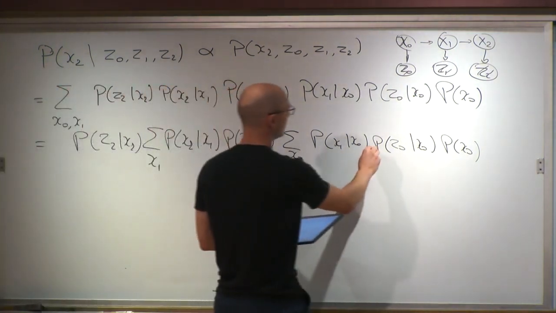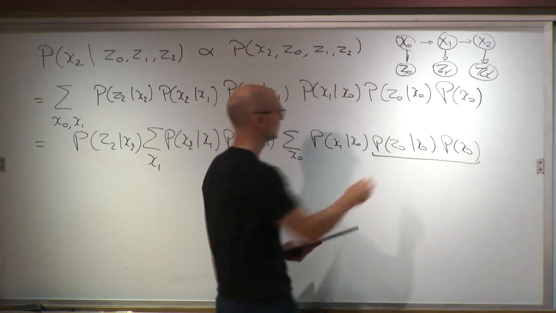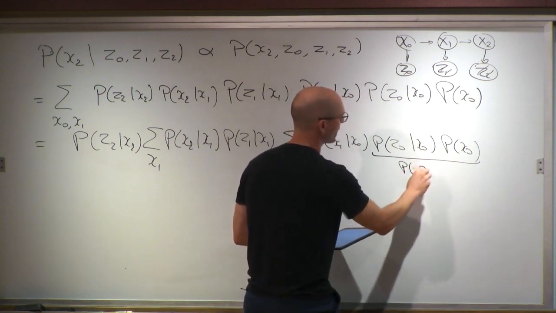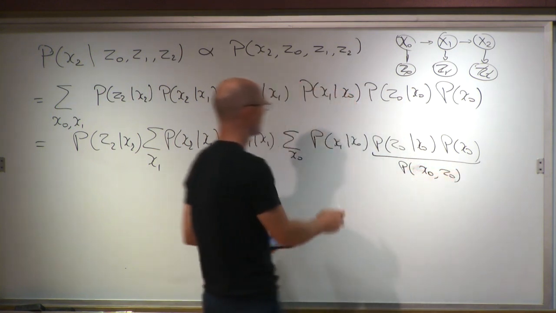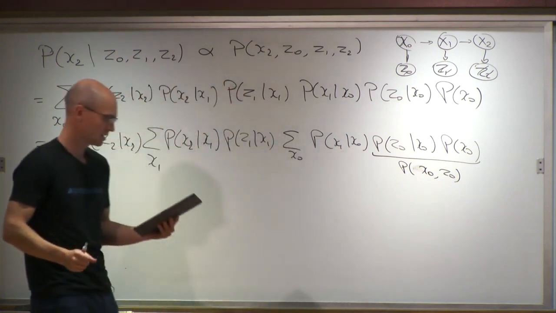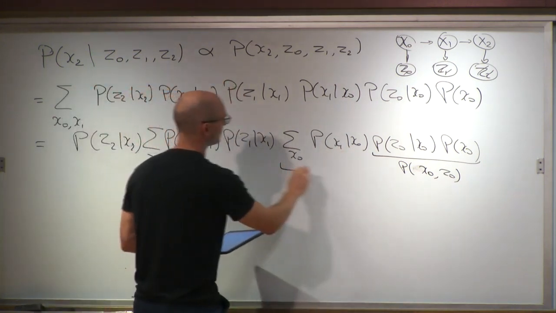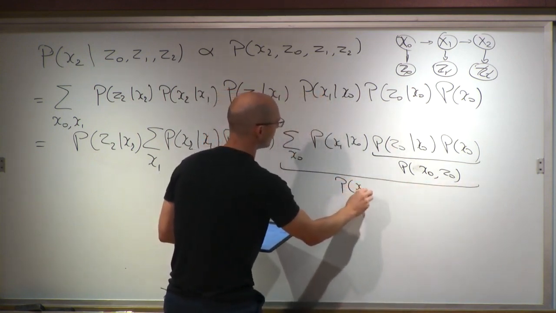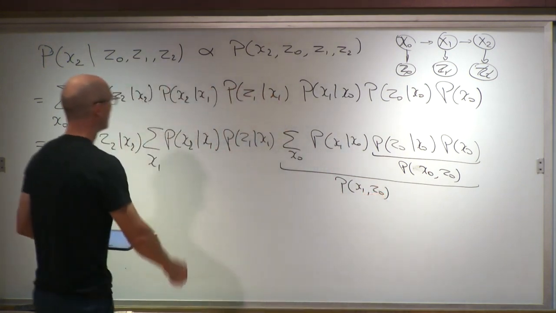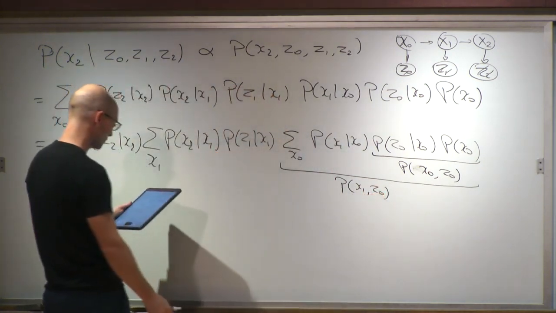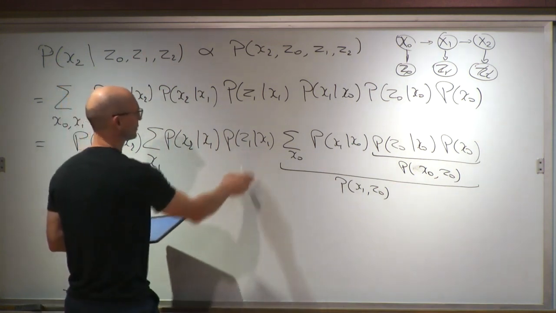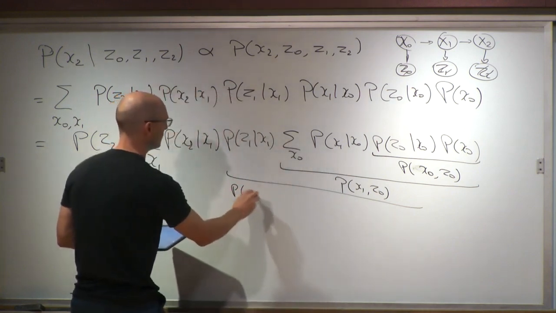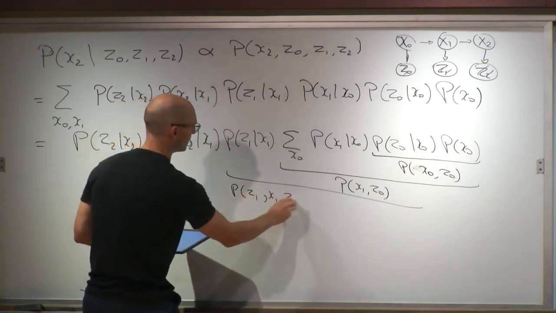Now let's give these some meaning and see how we would actually run the filtering algorithm. We'd say, okay, this thing here is actually the joint between x0 and z0. Then we multiply with x1 given x0, and we sum out over x0. We've seen this last week. This will give us the joint between x1 and z0. Then we multiply with z1 given x1. So multiply with this conditional. At this point, we have p(z1, x1, z0).